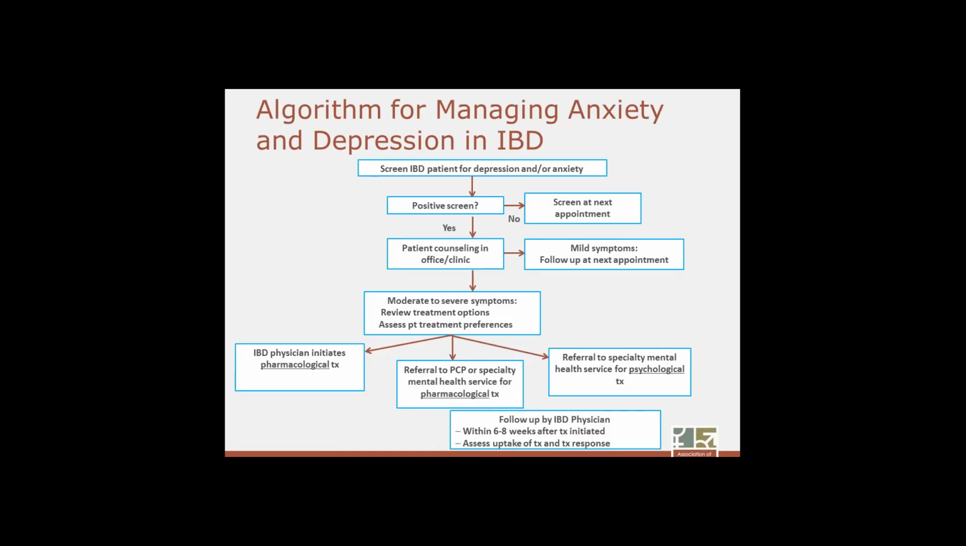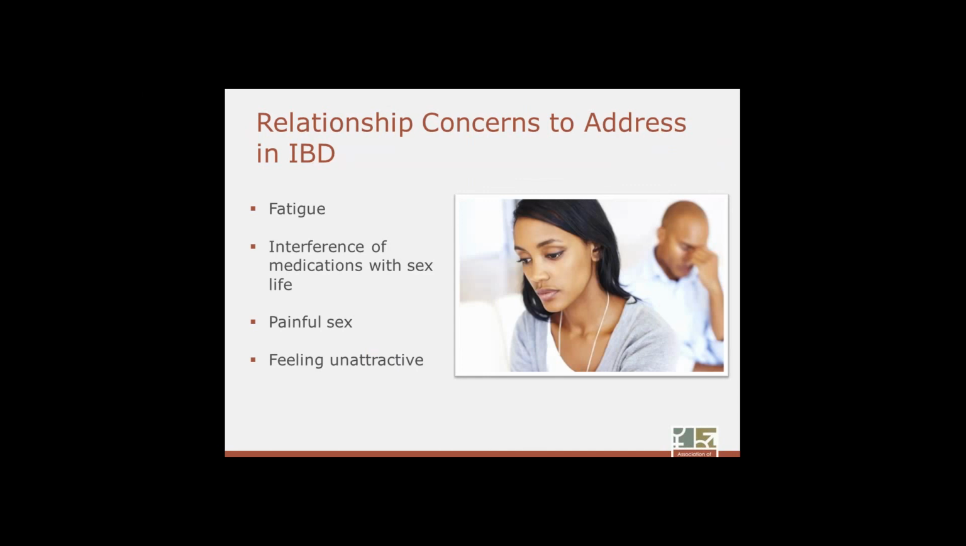As shown in this algorithm, managing anxiety and depression in the IBD patient begins with screening. The primary care provider or the gastroenterologist who is managing the IBD patient should initiate pharmacological therapy or refer to a mental health specialist, depending on the preferred treatment approach. The IBD clinician should provide follow-up within 6 to 8 weeks after starting treatment for anxiety and depression. Relationship concerns to address in IBD also include fatigue, interference of medications with sex, painful sex, and feeling unattractive.